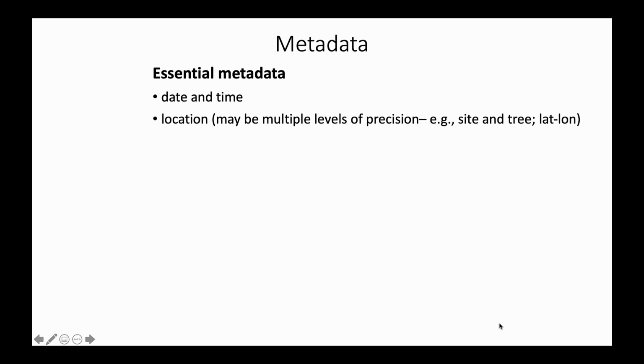So some of the things that might be essential to include in your metadata are the date and time of the recording and the location where it was made. Location can have a few levels of precision. For example, it might refer to a site and also include the information about the state or territory and country, but within a site it can be quite specific, such as an individual tree or latitude-longitude location.